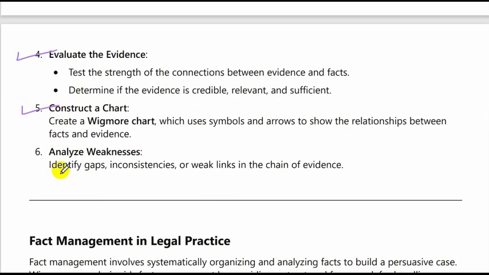We have to construct a chart. Create a Wigmore chart which uses symbols and arrows to show relationships between facts and evidence. Construct a chart. Analyze weaknesses. Identify gaps, inconsistencies, or weak links in the chain of evidence.